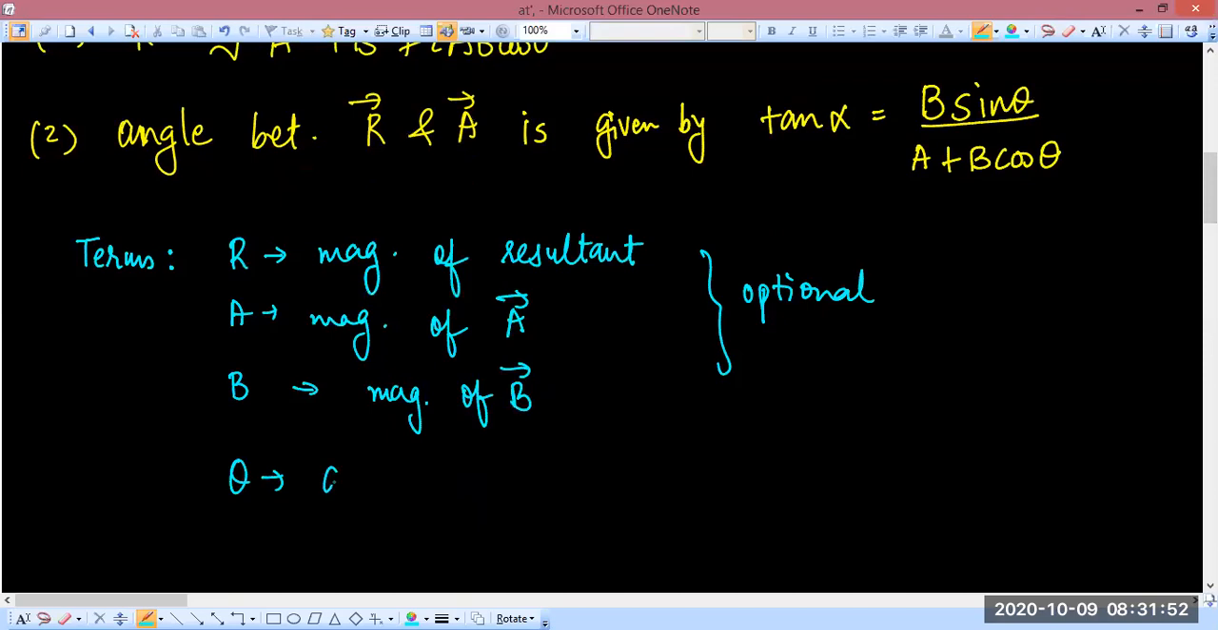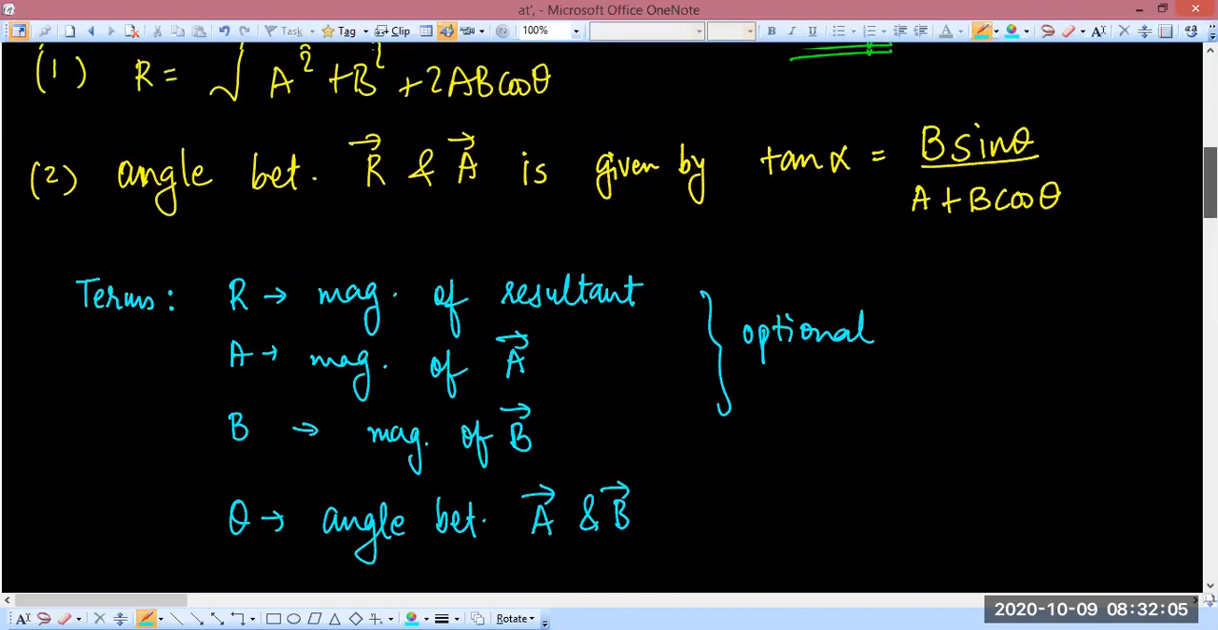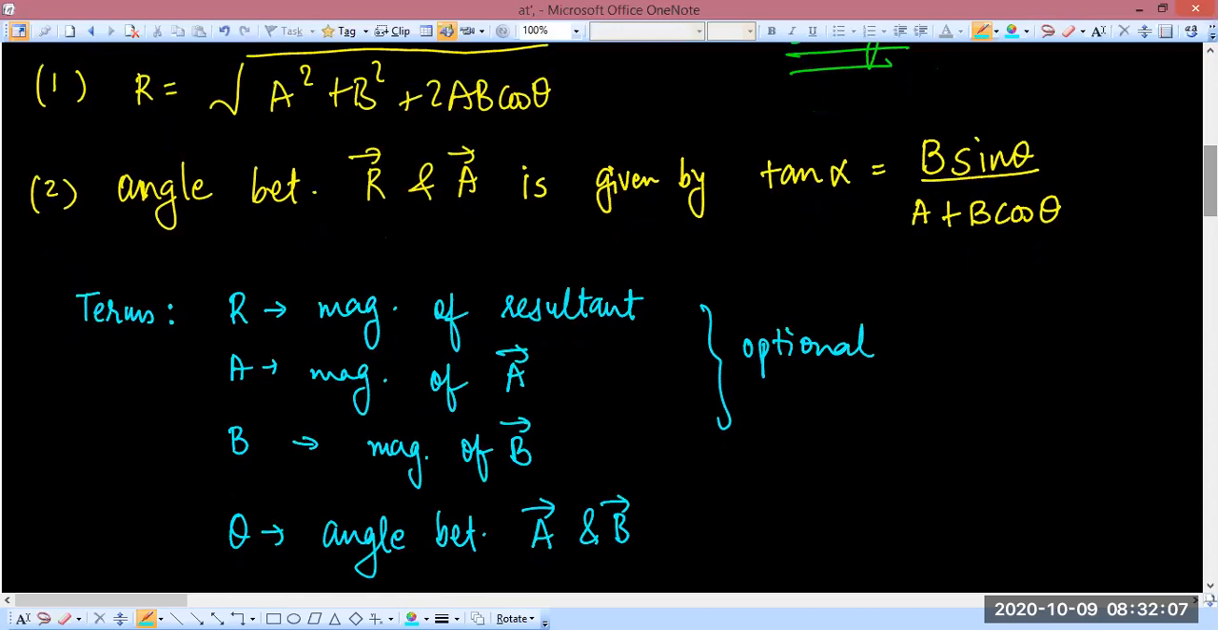Theta is the angle between A vector and B vector. Okay, just write this much and you will remember it properly. And this is very very very important. Again, we use this often in 11th and in 12th.